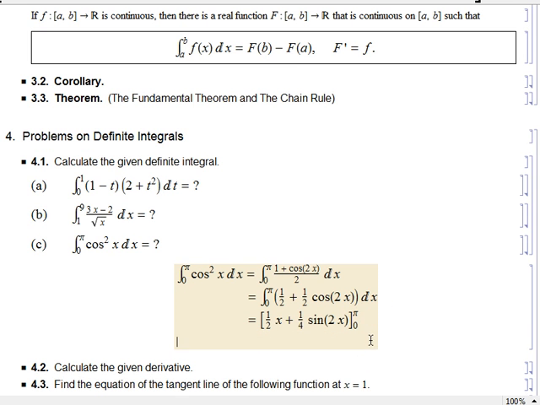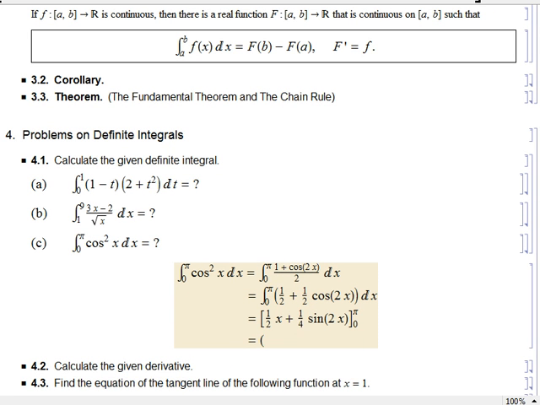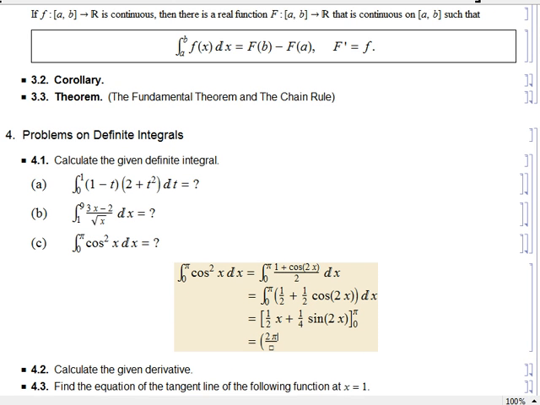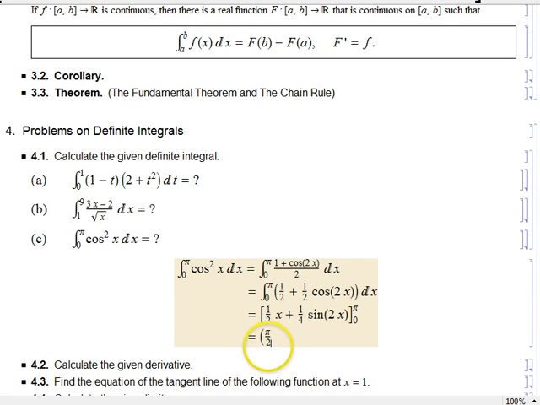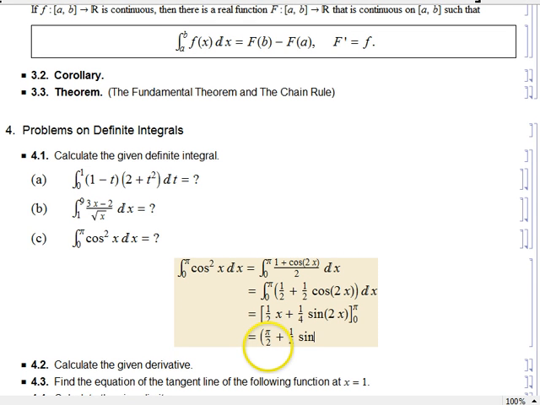And then let's go with this bracket notation, which means I'm going to plug in pi and I'm going to plug in 0 and subtract one from the other later on. So let's go ahead and do that. Plug in x equal to pi. What do you get? Pi over 2, and then 1/4 sine of 2 pi. But sine of 2 pi is 0, so that's going to be a pretty good quantity. Now let's plug in 0.